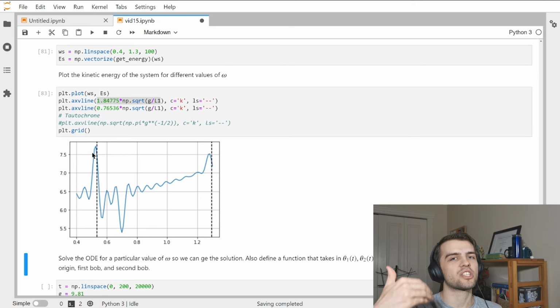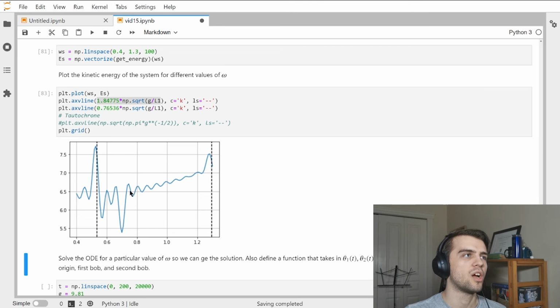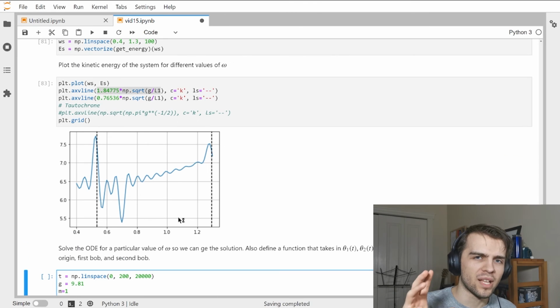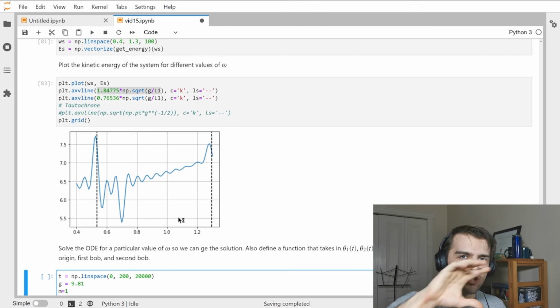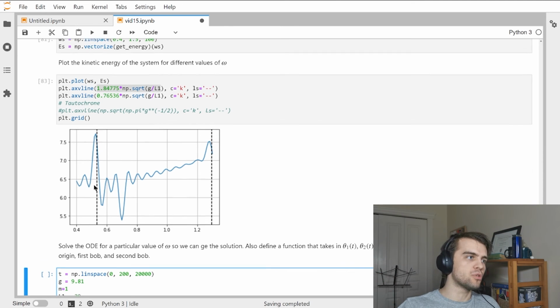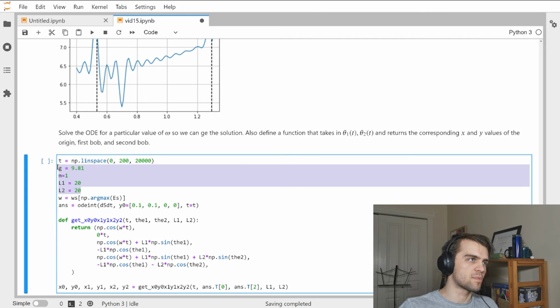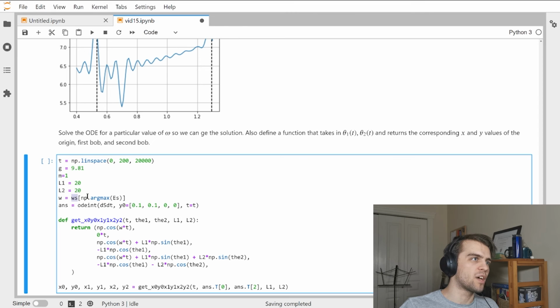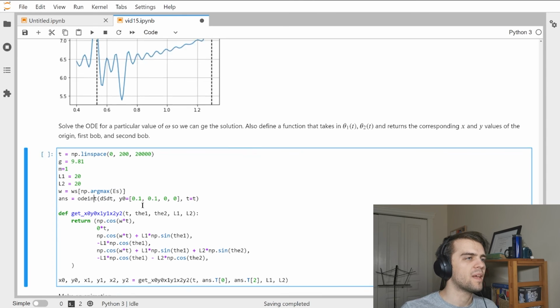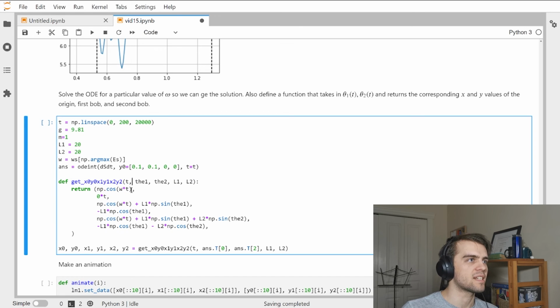And so the question is, what does the motion of the pendulum look like at those resonant frequencies? Okay, so let's actually look for the solution to the equation of motion at this peak here. What does the pendulum do? Well, we can solve the equation for 200 seconds here with all the same parameters as before. And here I'm saying I want the value of omega that corresponds to the maximum energy here. And then I plug this into my ODE solver here. And then this is a little function I use to get, first of all, x naught, y naught.